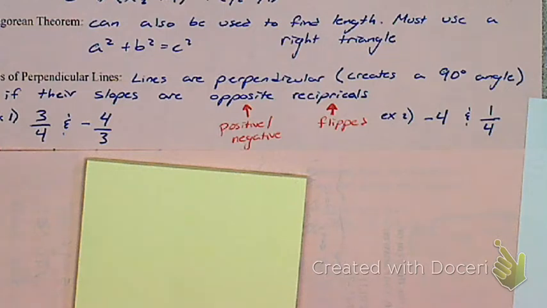So what it's saying is if one line rises by 3 and has a run of 4, which looks like this for you guys, there you go, rise of 3, run of 4, and the other one has a rise of -4 and a run of 3, they will cross to make that right angle. That's what we're going to use to prove that they're right angles.